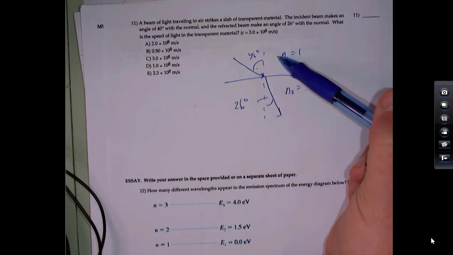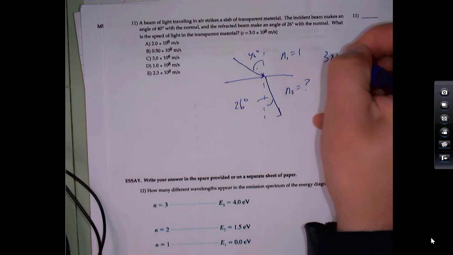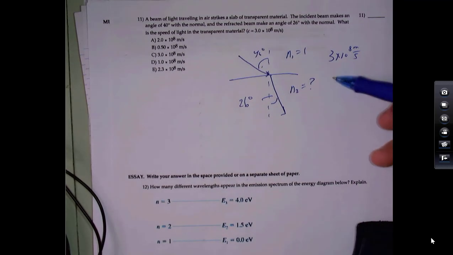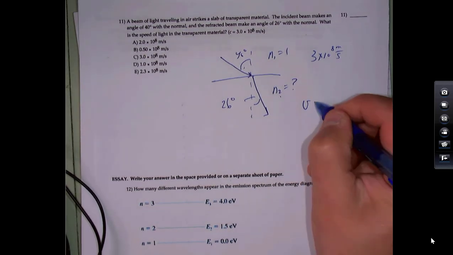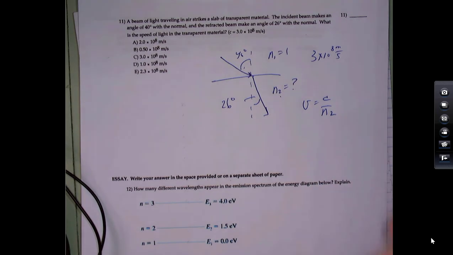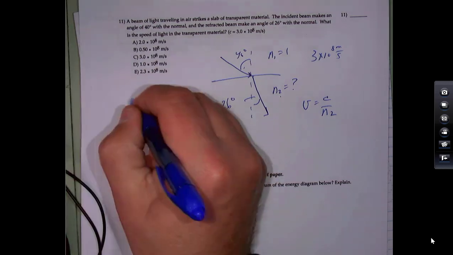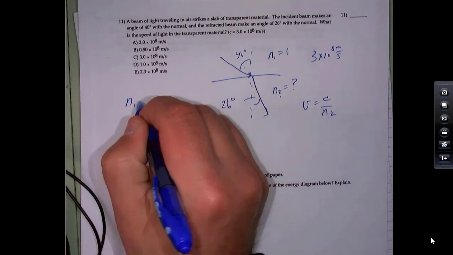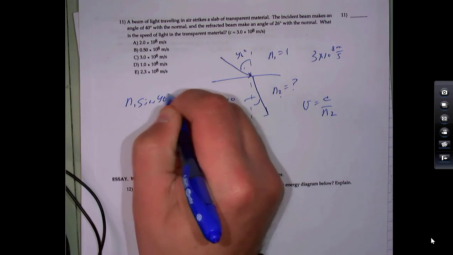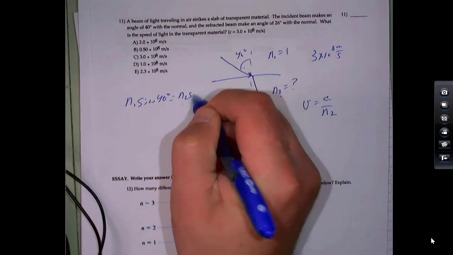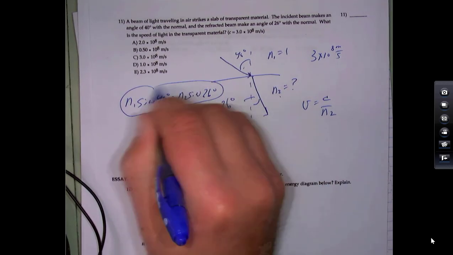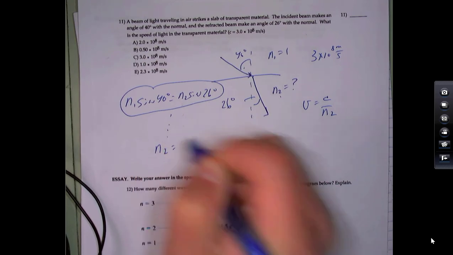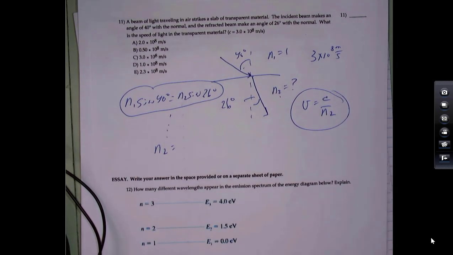So you go from air, where it's about 3 times 10 to the 8th meters per second, into this transparent material. It's going to slow down. The speed in this material is the speed of light divided by N2. The thing is, we don't know N2, but you can use Snell's law to figure out N2. So N1, which is 1, times sine of 40 degrees is equal to N2 times sine of 26 degrees. Use this to figure out N2. I'll leave it to you to do that, and then once you have N2, come over here to figure out the speed.